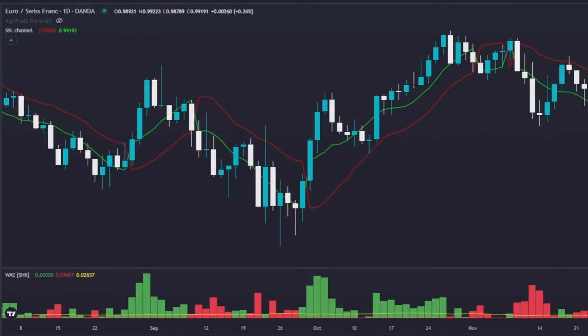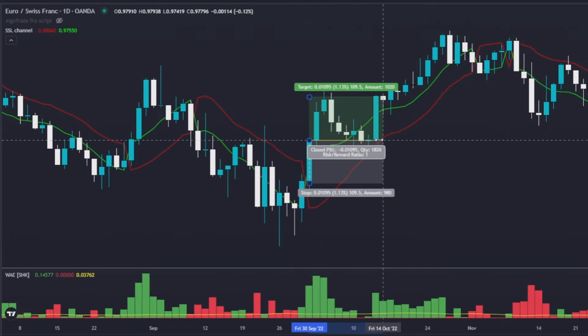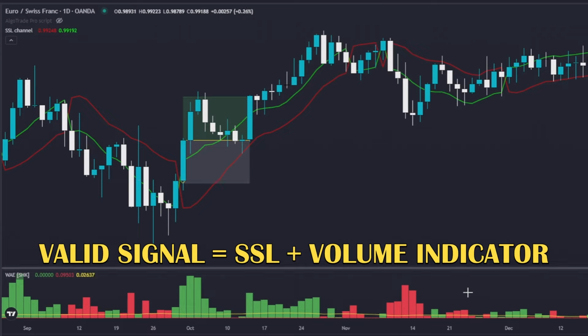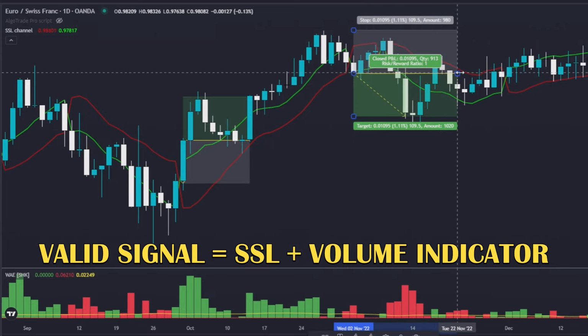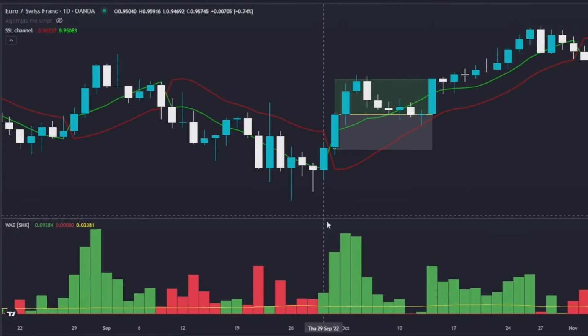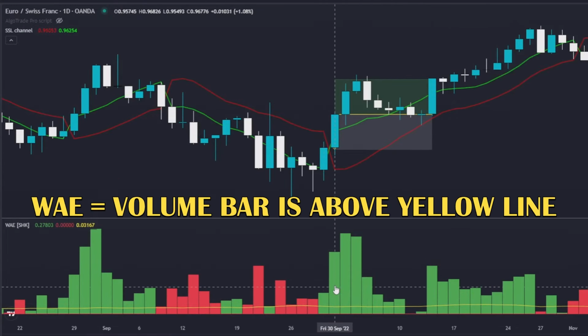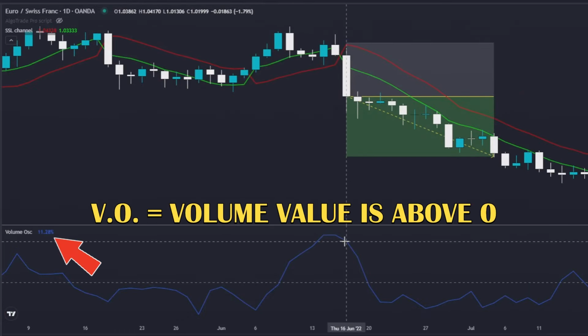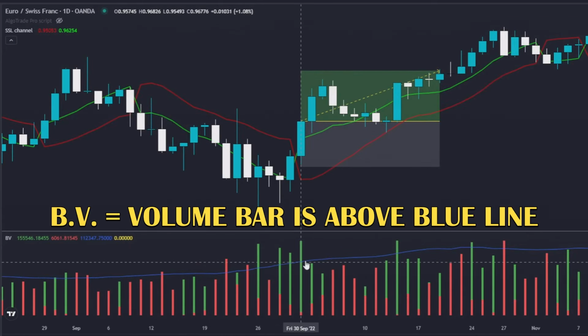backtest. In all 3 backtests, a valid signal, either long or short, will be considered when the SSL channel gives the respective signal and the volume indicator shows us that there is enough oxygen in the markets. On the Waddah Attar Explosion indicator, this can be confirmed if the volume bars are above the line that appears on the histogram. On the Volume Oscillator is when the value of the volume is above 0, and on the Better Volume indicator is, again, when the volume bars are above the line that appears on the histogram.